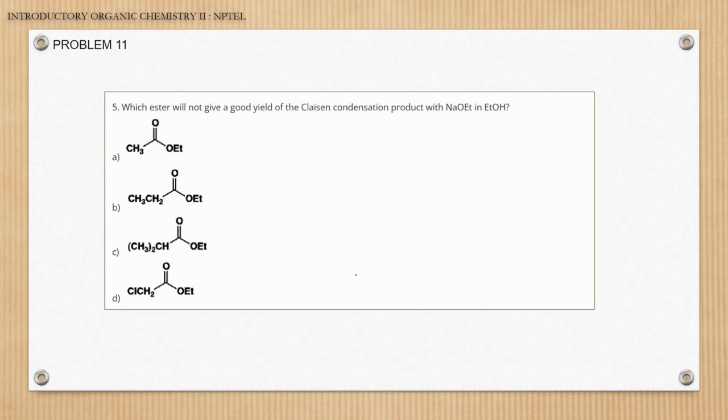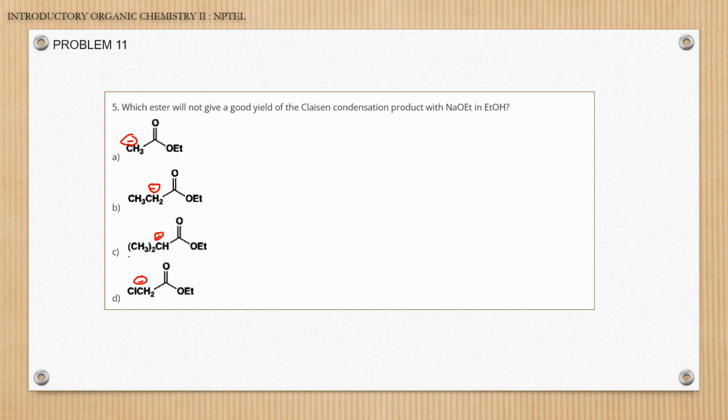Which will form the least stable enolate, guys? Enolate means the alpha proton is getting abstracted and a carbanion is getting generated. Now tell me which is the least stable carbanion. Tell me, it is the easy thing now. Which is the least stable carbanion? C, option C. Very nice.